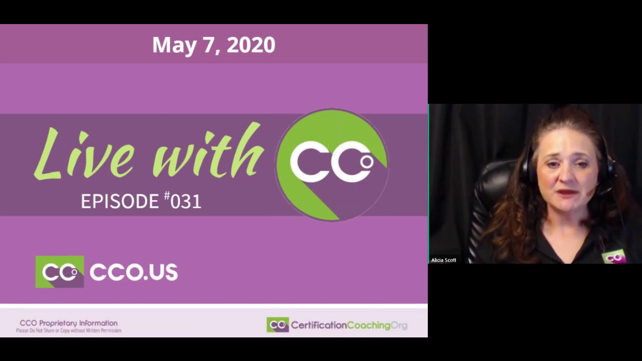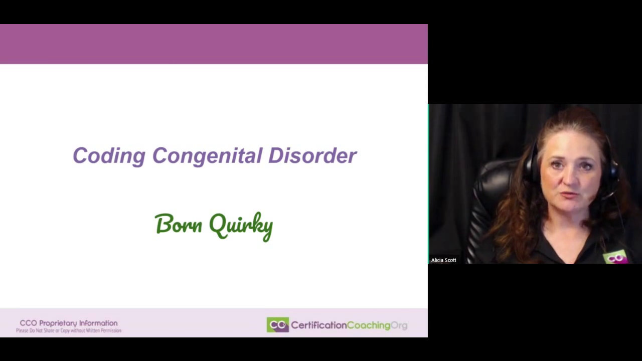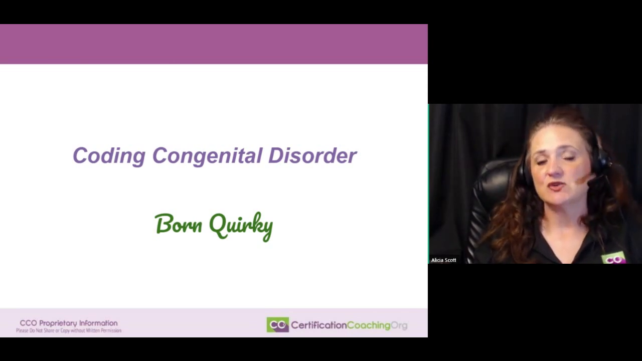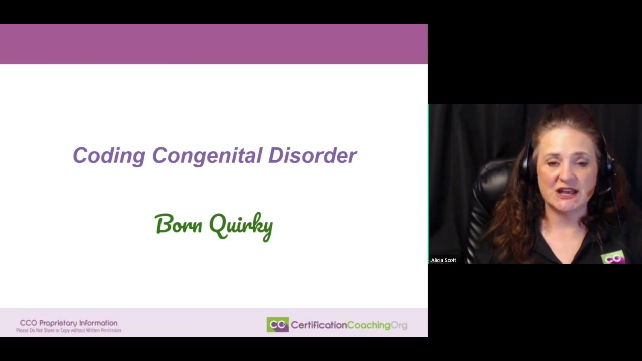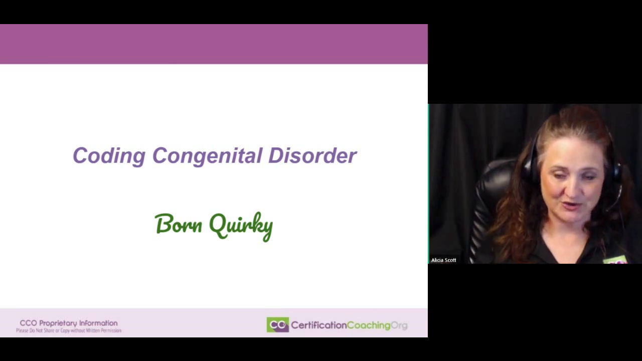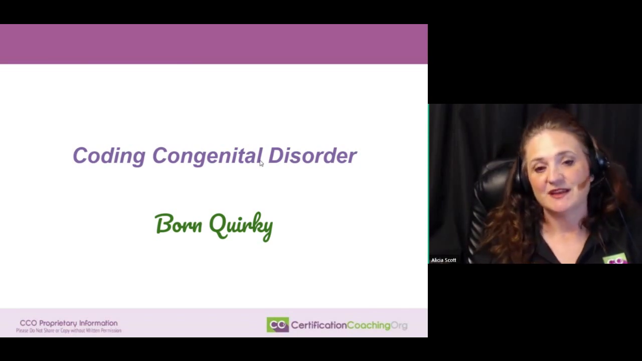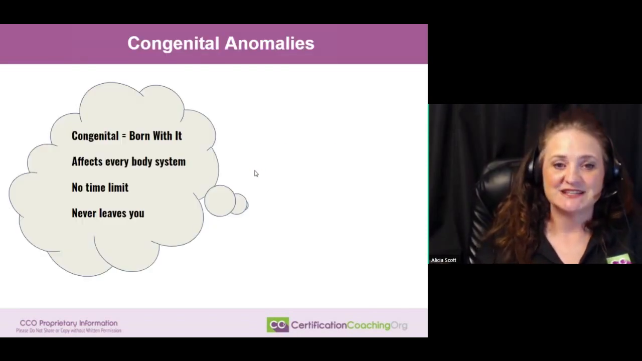And the topic that we were going to talk about today is coding congenital disorders. I've told people the best way to think about the codes for congenital anomalies is to think that when a person is born quirky, so they're unique, they're different, and congenital codes start with a Q in ICD. Again, if you ever see a code that's the first character is a Q, then you know that person was born with it. So again, fun, quirky, that's how I remember it.